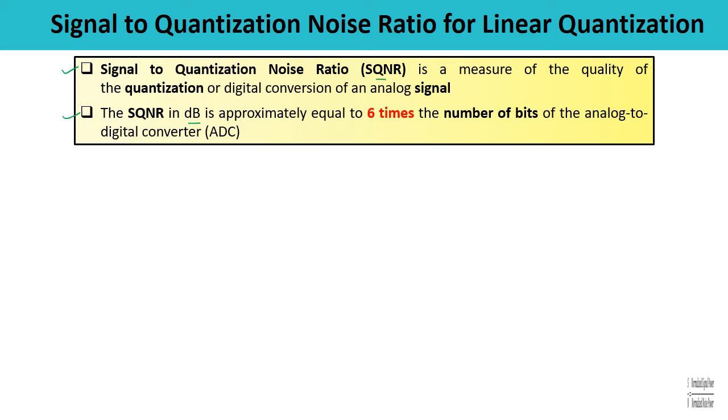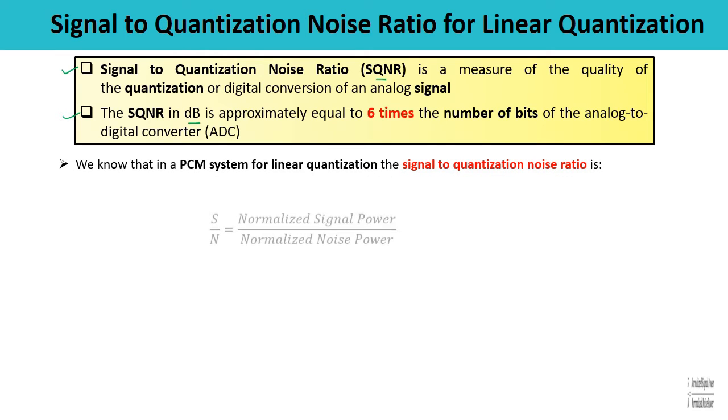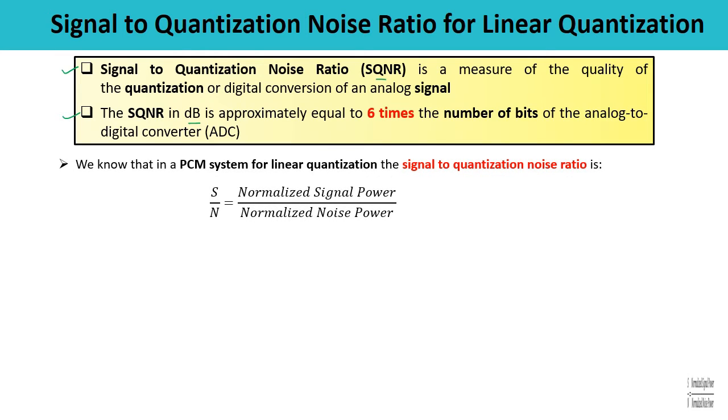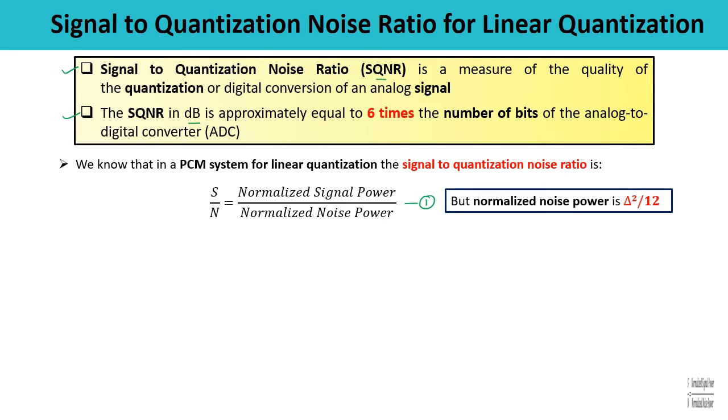So to start with, you can write down signal to noise ratio. In the case of the PCM, for linear quantization, you can write down signal to noise ratio as S by N, which is equal to normalized signal power upon normalized noise power. At the same time, we have derived the normalized noise power, which is equal to delta square upon 12. So now you can substitute it. So what is S by N? Normalized signal power upon delta square upon 12.